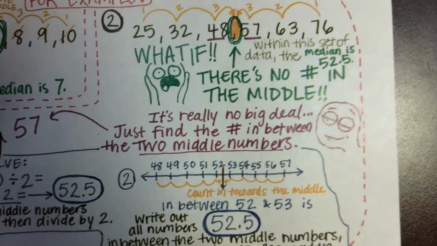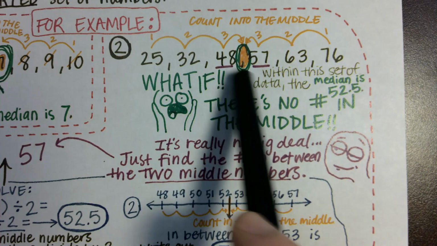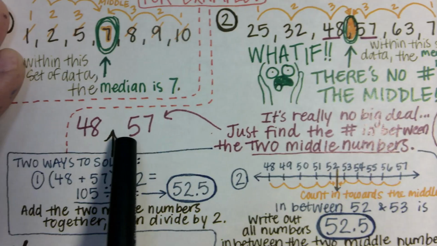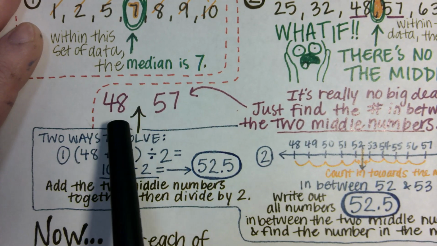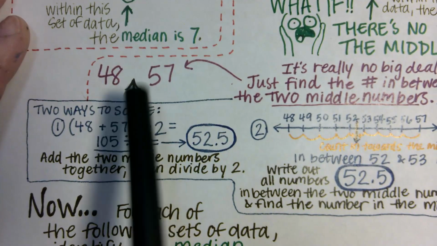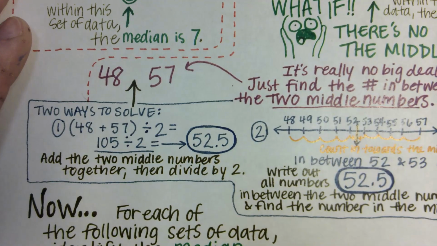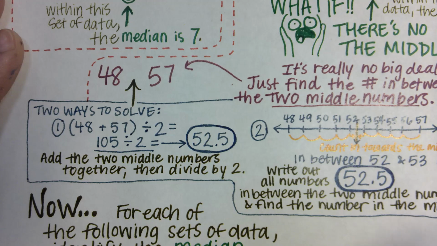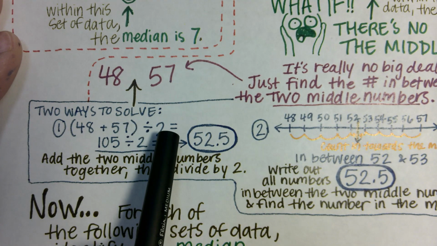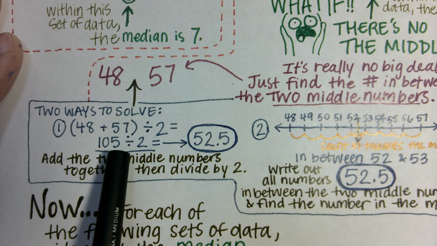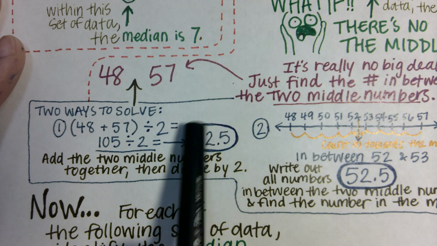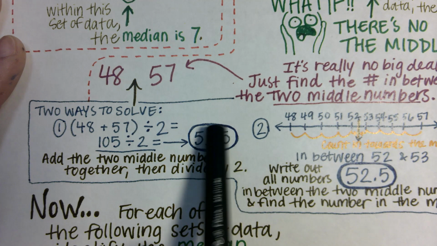So here's what we're going to do. Our two middle numbers were 48 and 57. So we'll follow this arrow over to where I wrote out those two middle numbers. We're finding what's between 48 and 57. And I gave you two different ways to figure this out. The first way is we could add those two numbers together and divide by 2. So 48 plus 57 is 105. When we divide that by 2, we get 52.5. And that would be our median.